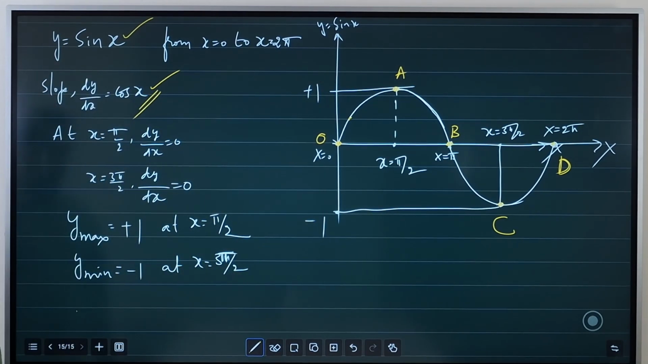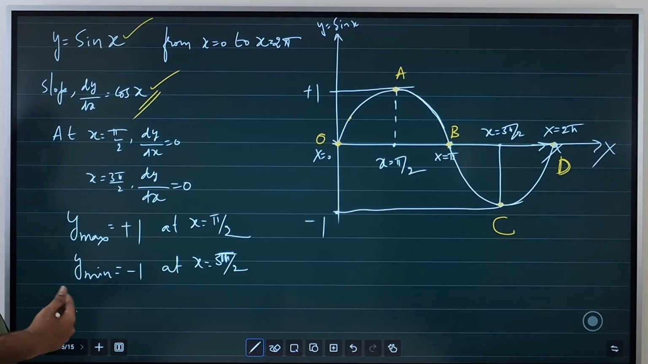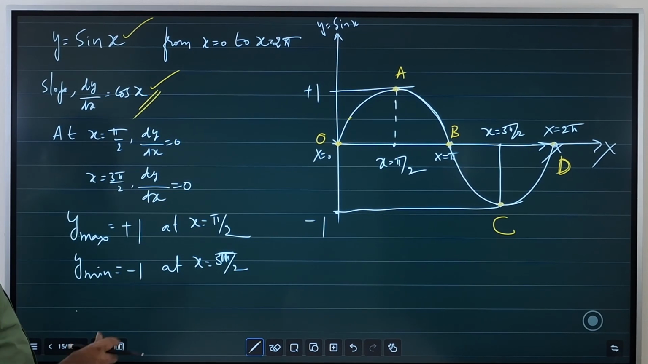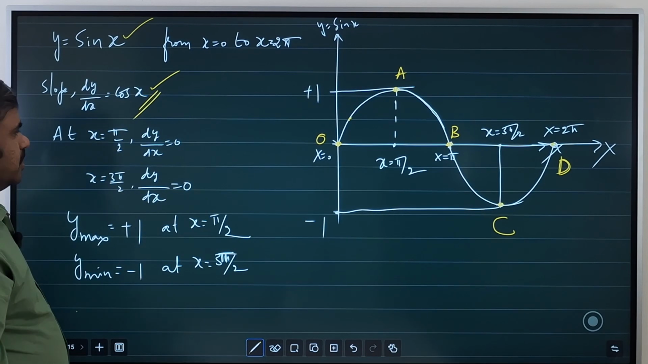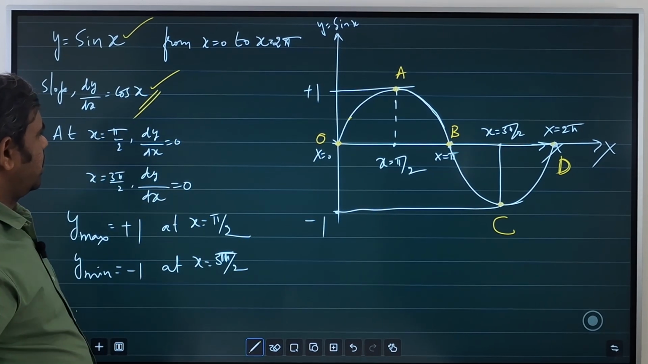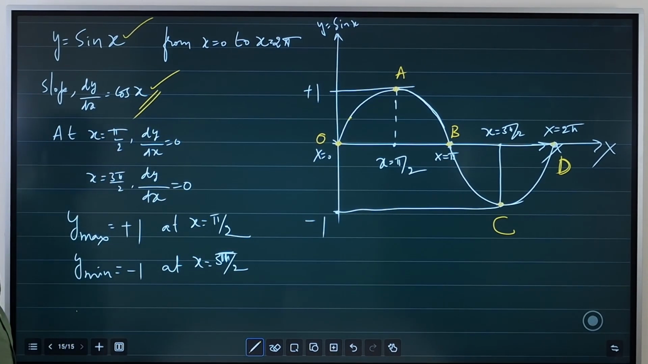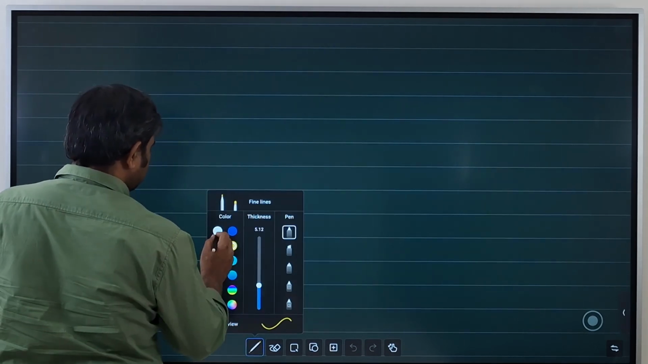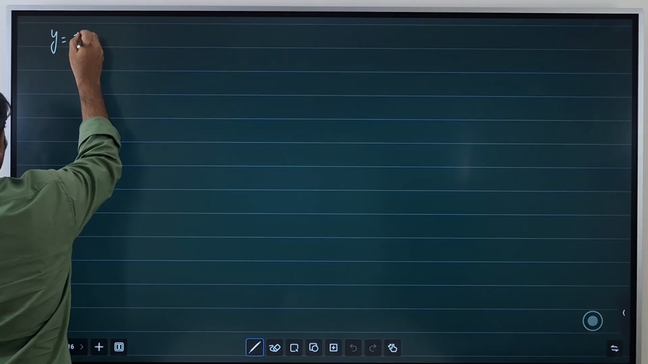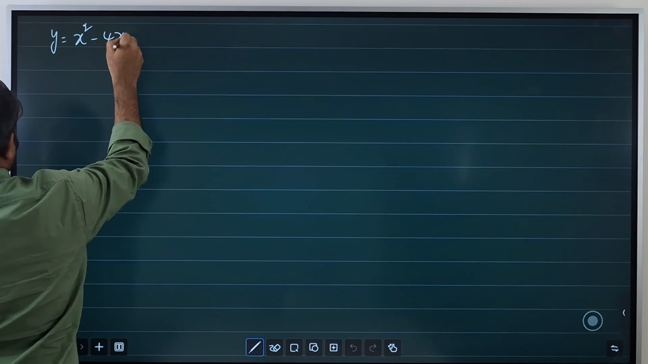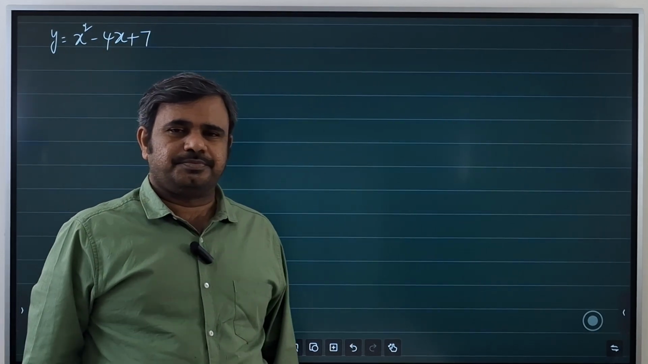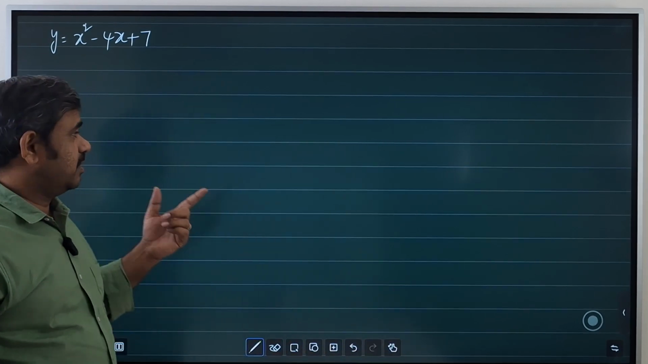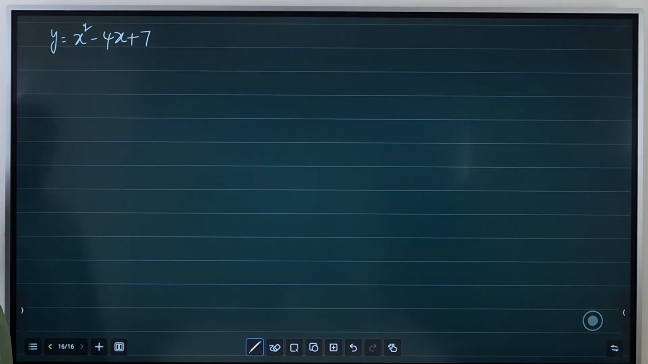Let's draw one more graph. Or let's draw the graphs of the functions for which we found maxima and minima in the last video. In the last video, we have taken some functions and found maxima and minima. The first example that we discussed was y is equal to x square minus 4x plus 7. For this function, we found maximum value of y or minimum value of y. Let's go back and check.